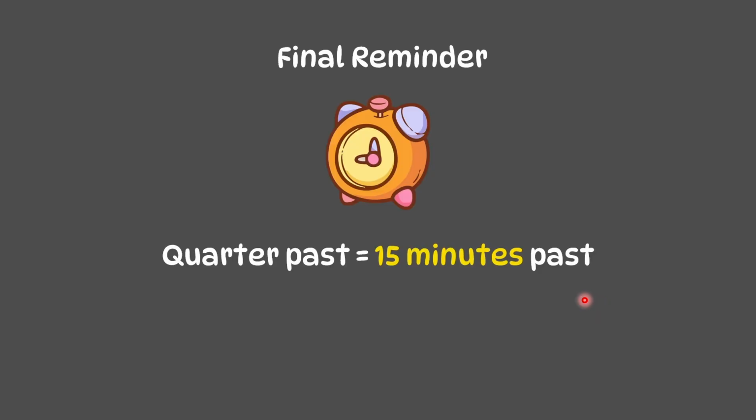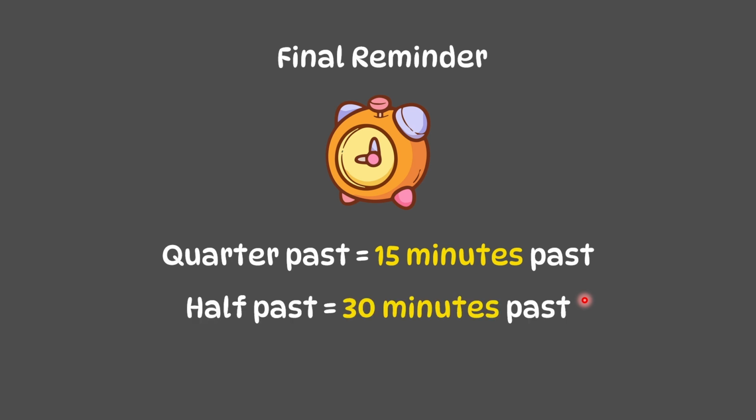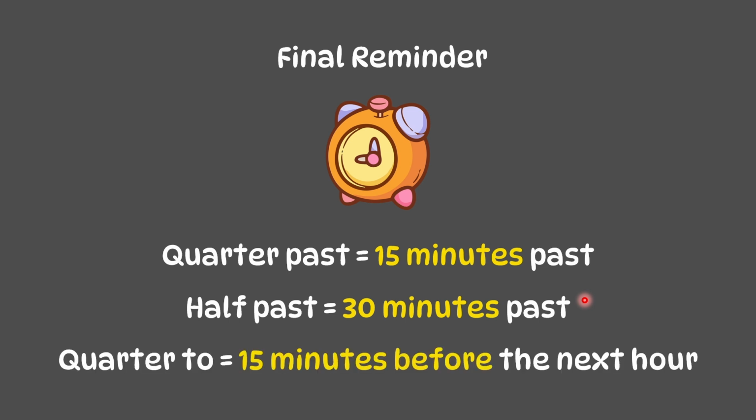Now let's quickly revise. Quarter past means 15 minutes after the hour. Half past means 30 minutes after the hour. Quarter to means 15 minutes before the next hour. Now you can read time in different ways and understand the clock even better.